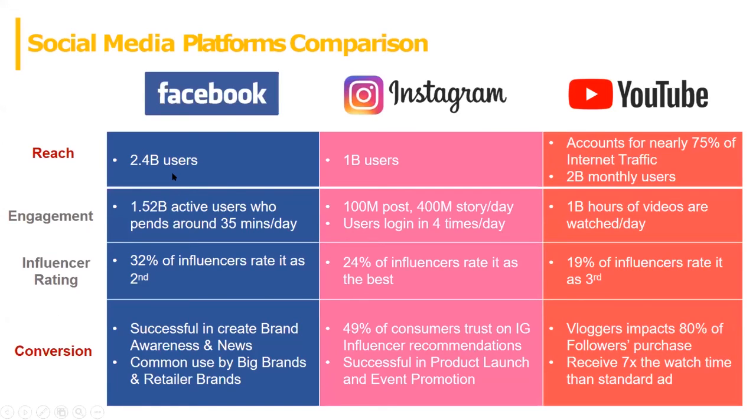Facebook can reach 2.4 billion users. Instagram, 1 billion. YouTube, 2 billion monthly users. And they have different characteristics across these 3 channels. For example, Facebook is very successful in creating brand awareness and news, and is commonly used by big brands and retailer brands. For IG, 49% of customers trust IG influencer recommendations, and it is very successful in product launch and event promotion.